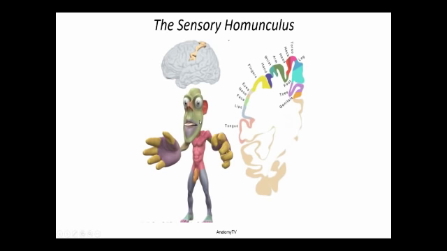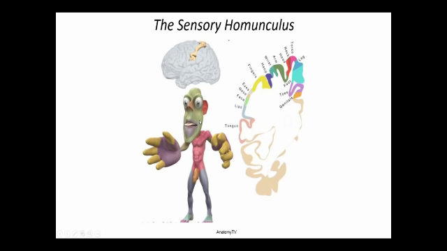In fact, if we created a model of the body based on how much cortical tissue is dedicated to each part in the primary somatosensory cortex, it might look like this. This is the sensory homunculus. Homunculus is Latin for little man, so he is the little man in our primary somatosensory cortex.